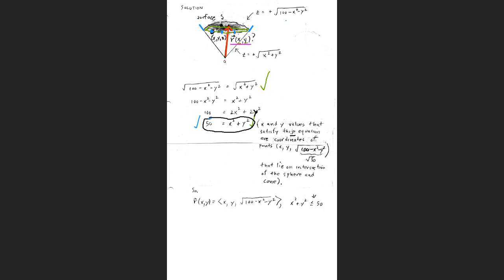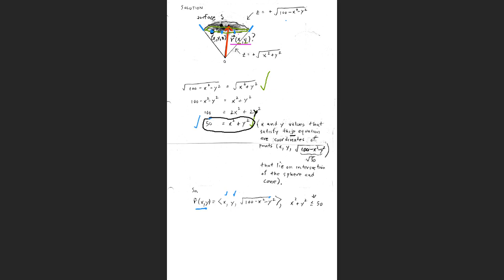The vector equation of the two parameters would be r of x, y equals, we let x be x, y be y, but z would be the square root of 100 minus x squared minus y squared. Okay, and that actually makes sense. That actually makes sense.